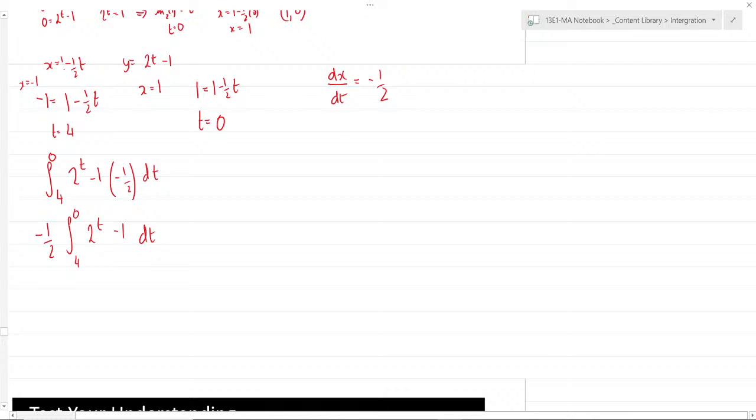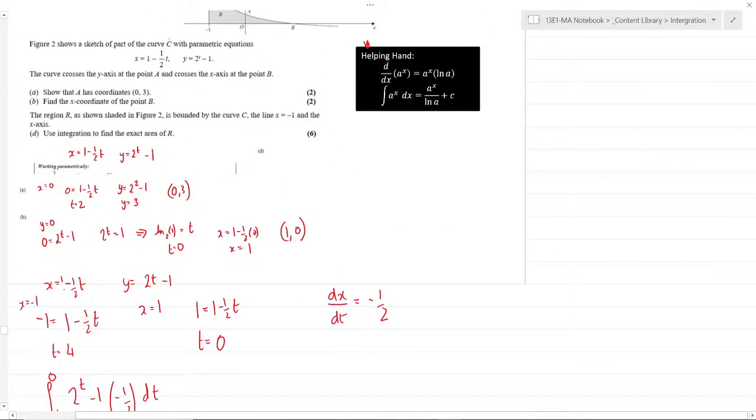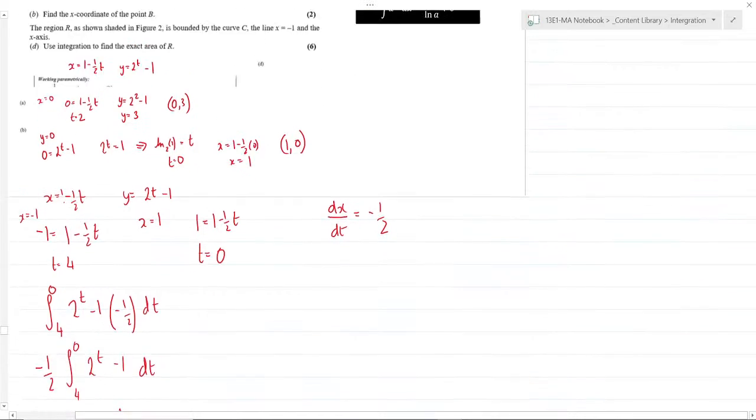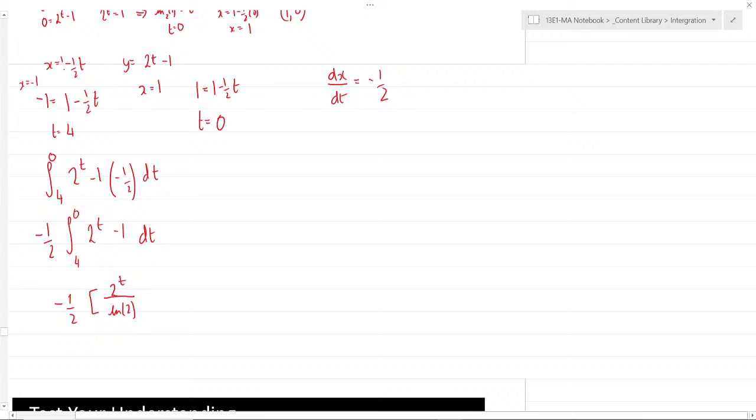So then I need to integrate this. It's going to be -1/2 times the integral of 2 to the t, which is 2 to the t all over ln 2. Everybody right with that? That's from the little hint I was just talking about before. The integral of a to the x is a to the x over ln a. You will need to know that. Minus t, between 4 and 0.